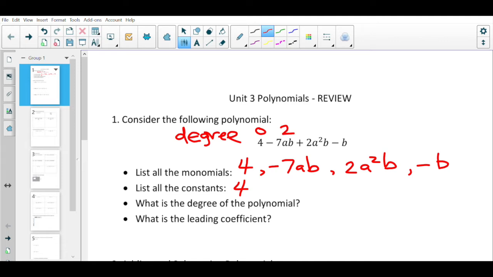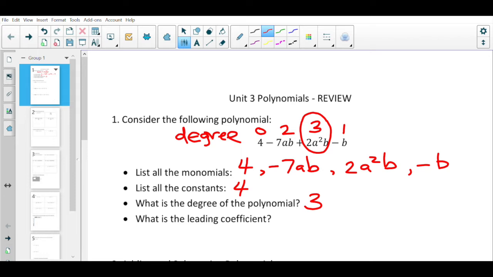What is the degree of 2a squared b? There's an exponent of 2 and 1, so that's 3. And the exponent on the b is just 1. So the degree of the polynomial is 3. So you take the highest degree of the monomial within the polynomial, so it's 3.